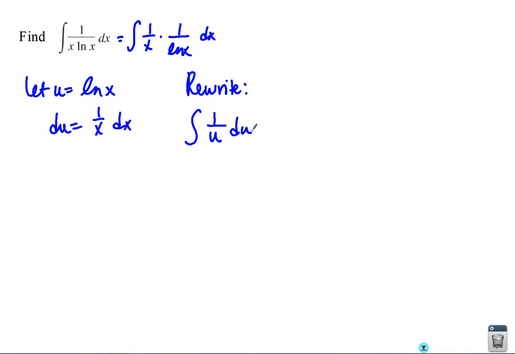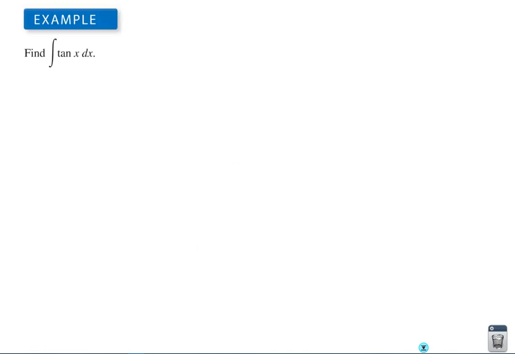Well, I know that the antiderivative of 1 over u du is natural log of the absolute value of u plus c, but in this case, u was the natural log of x, so I've got natural log of the absolute value of the natural log of x plus c. Ooh, natural log inside a natural log. It's getting real, people. Let's keep going.